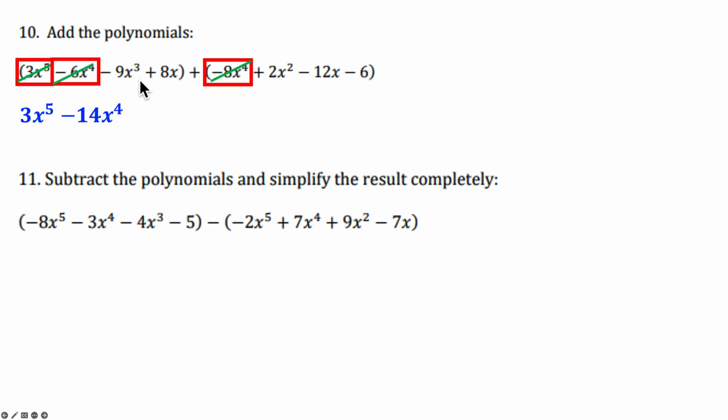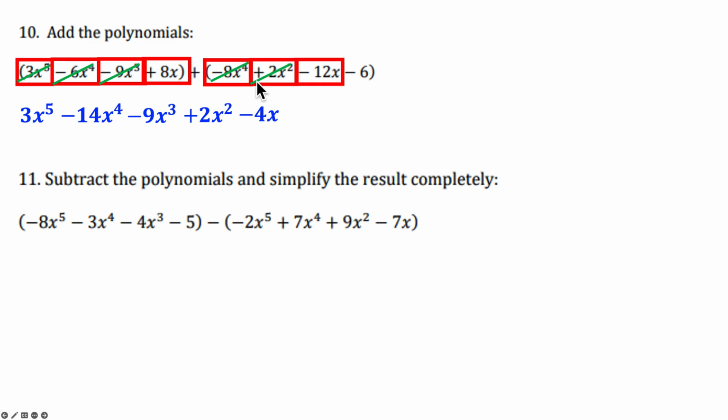Cross them out. Now look for all x cubes. Minus 9x cubed is the only one you have. Put it in your answer. Cross it out. Look for an x squared right there. Plus 2x squared. Put it in your answer. Cross it off. 8x minus 12x is minus 4x. Cross them off. Minus 6. Just drop it in your answer if it's the last one.